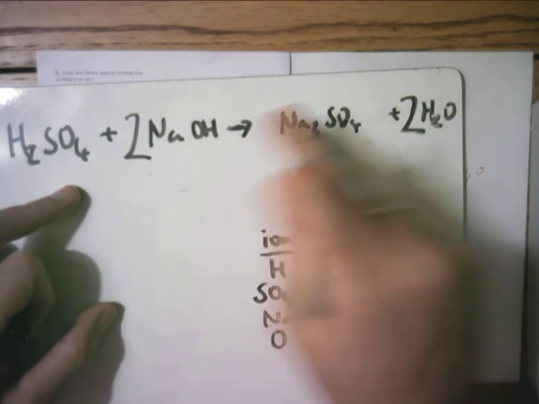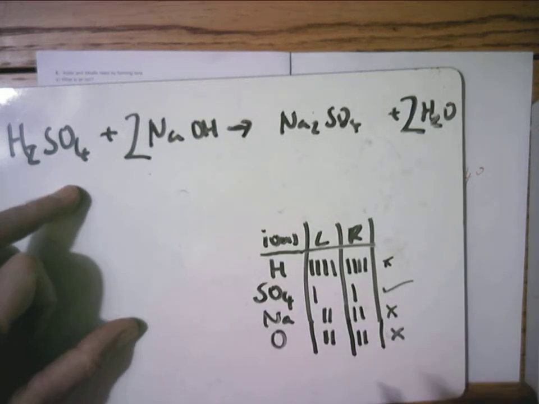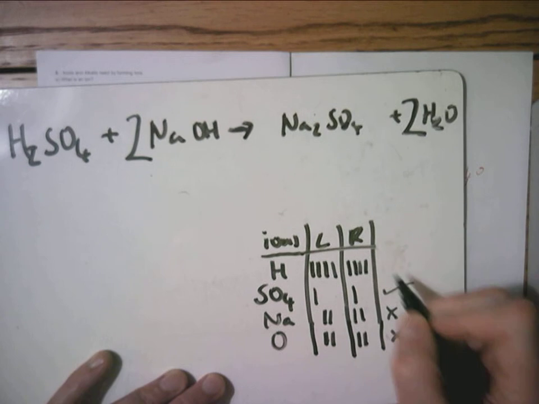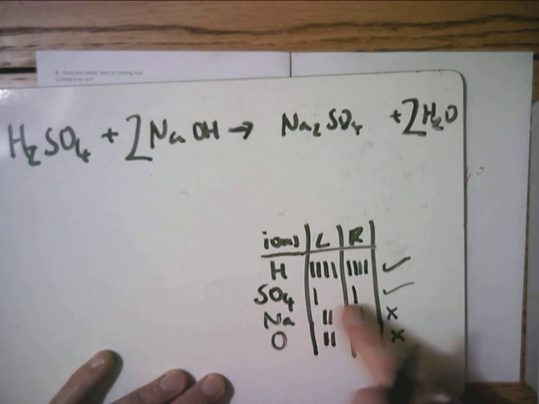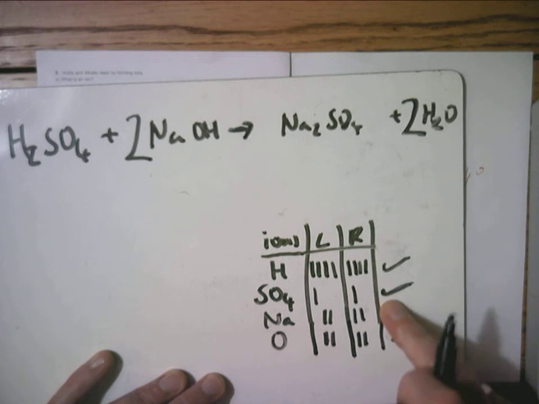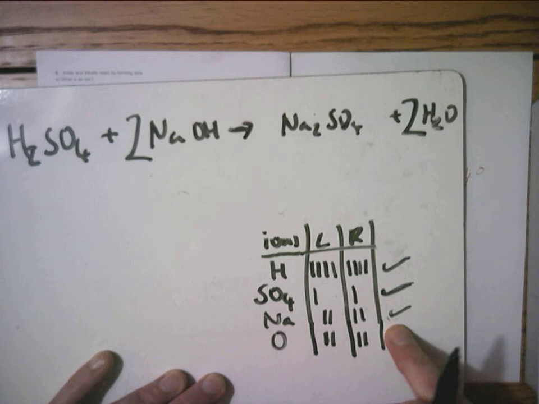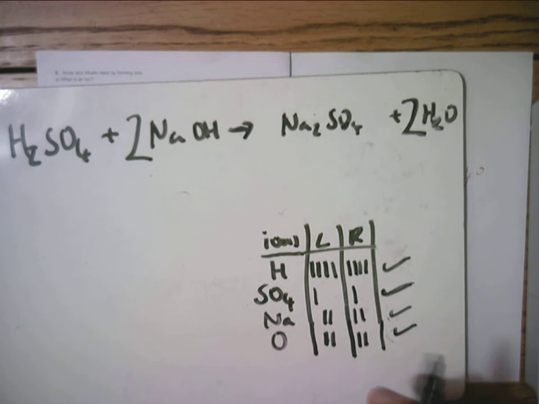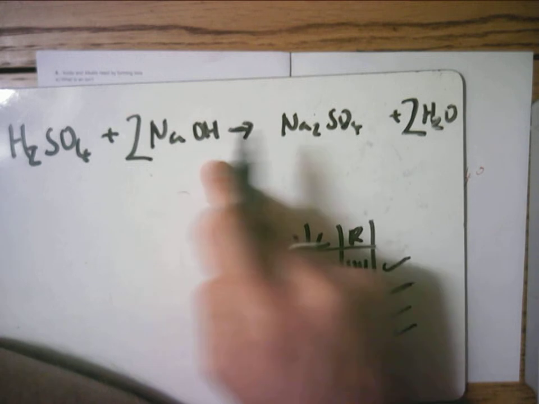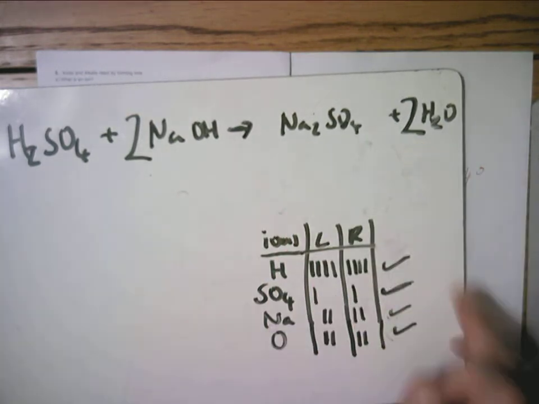How many oxygens have I got? I've got 2 times 1 is 2. Now let's look at the balance. Hydrogens, 4 and 4, I'm balanced. Sulfates, 1 and 1, I'm balanced. Sodium, 2 and 2, I'm balanced. Oxygen, 2 and 2, I'm balanced. So the balanced formula equation is H2SO4 plus 2 NaOH makes Na2SO4 and 2 H2O.